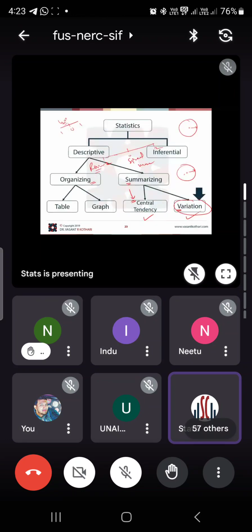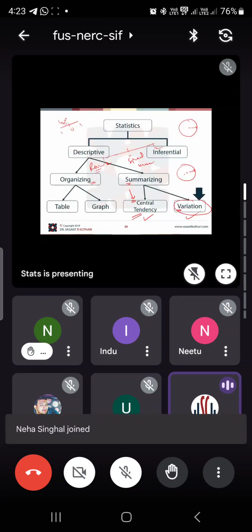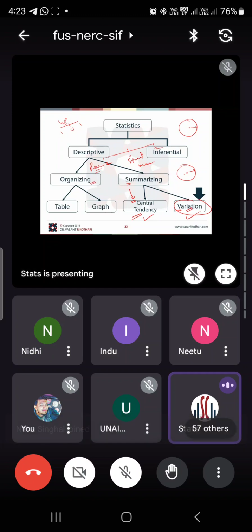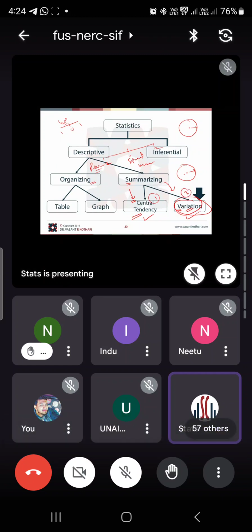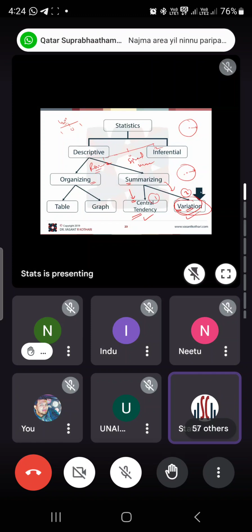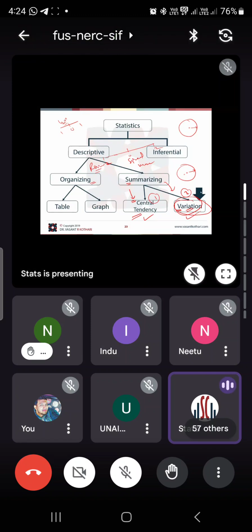Let's see here. Summarizing central tendency and variation. We need to give one number for central tendency and one number for variation. Only one number. So when I have the numbers of mean differences, I will take the average of that, and that average will become my variation.